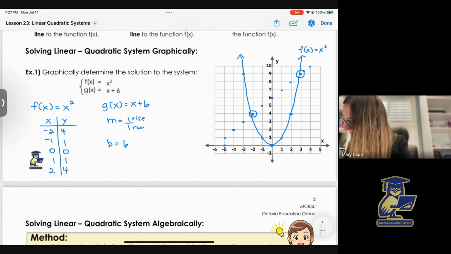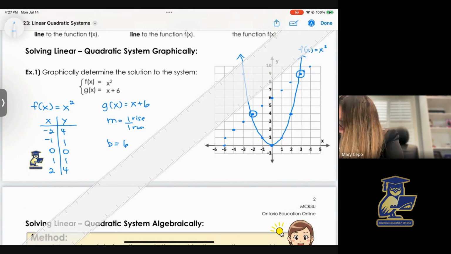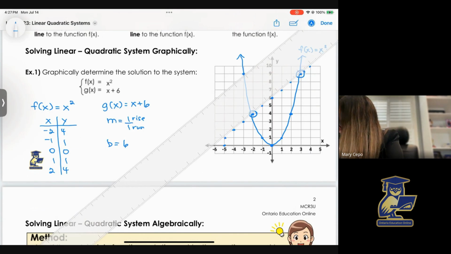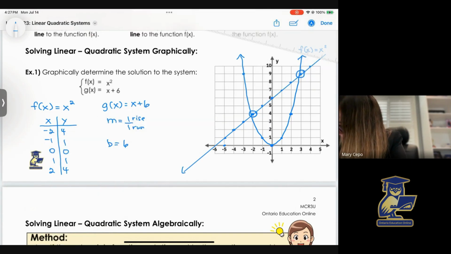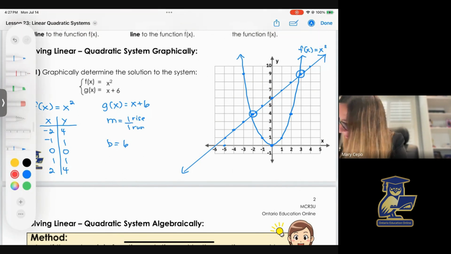So I'm going to quickly just connect that with the ruler. Okay, so to properly identify that as well, the first point here is where x is -2, and y happens to be 4. And the other point here, x is 3, y is 9.